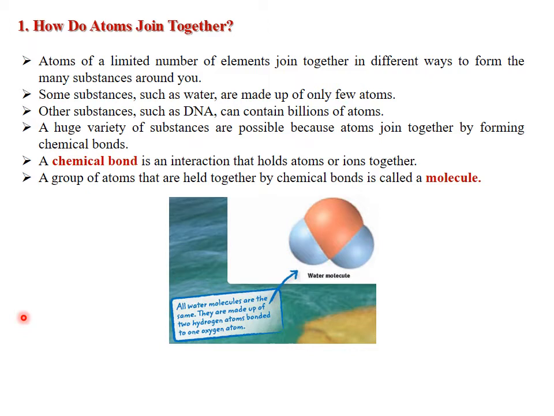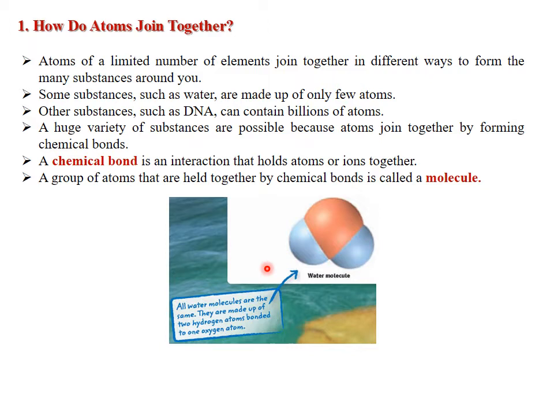What are chemical bonds? A chemical bond is an interaction that holds atoms or ions together. So, a group of atoms that are held together by chemical bonds is called a molecule. If we look at the picture below, it shows a water molecule. All water molecules are the same. They are made up of two hydrogen atoms bonded to one oxygen atom.